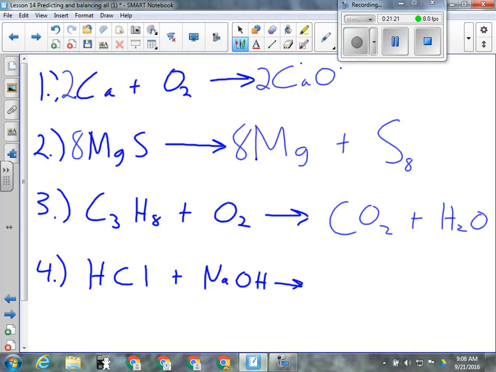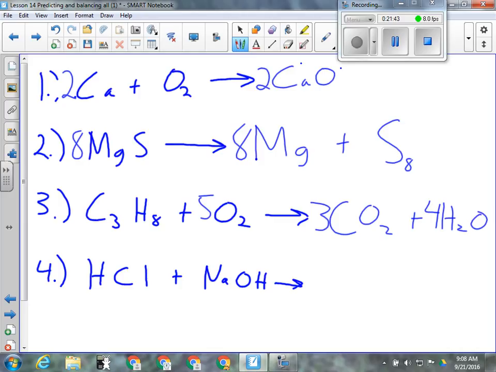Do I need to apply the rule of 2 on this one? No, I've got an odd number of carbons. So I can just start with 3 carbons over there, 8 hydrogens over there, and now I can look at how many oxygens I have. 3 times 2 is 6, plus 4 is 10, 5 times 2 is 10.